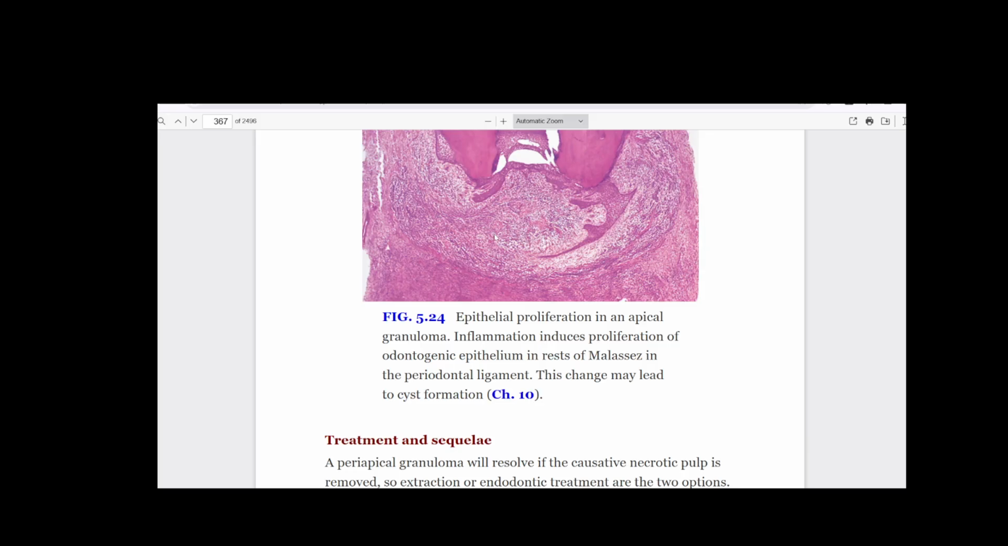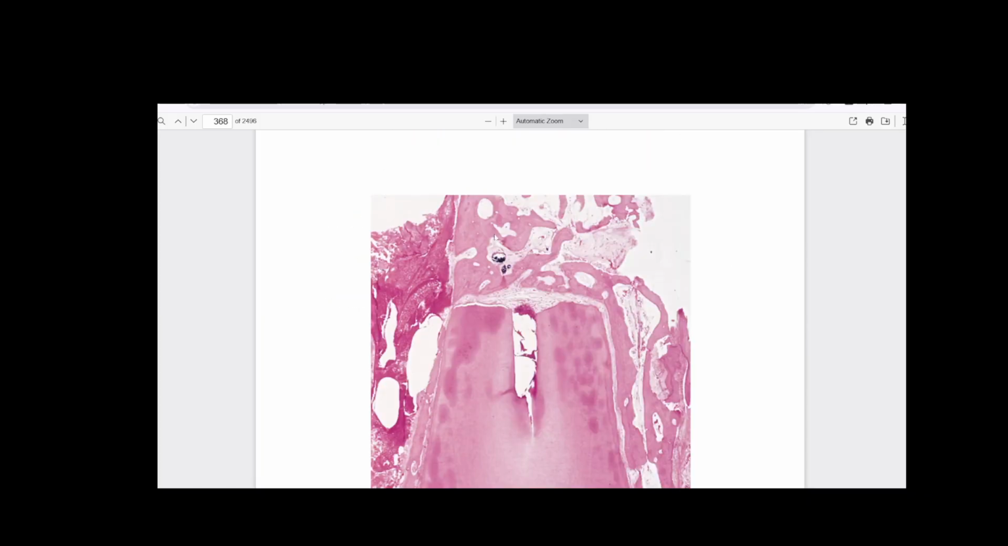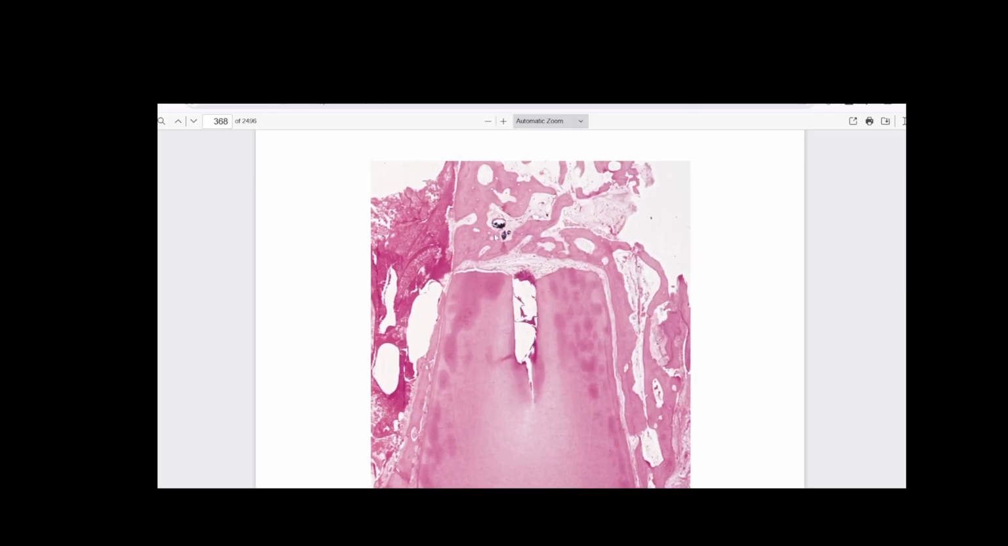10. Treatment and sequelae. A periapical granuloma will resolve if the causative necrotic pulp is removed, so extraction or endodontic treatment are the two options. Persistence after root canal treatment indicates treatment failure and retreatment or apicectomy may be required, Fig 5.25. Fig 5.25 Low power to show the effects of successful apicectomy. The chronic inflammatory reaction has entirely cleared. New bone has formed to replace the excised apex with a new continuous periodontal ligament and lamina dura.